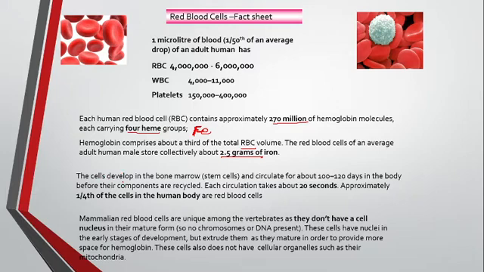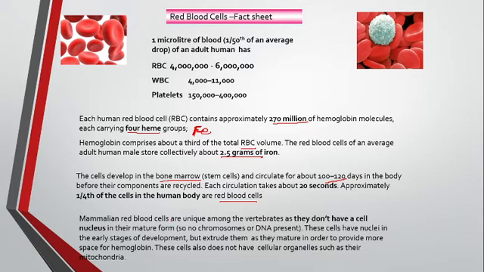The RBCs are developed in the bone marrow from the stem cell, and they circulate for about 100 to 120 days in the body before their components are recycled. Each circulation takes about 20 seconds. Approximately 1/4 of the cells in the human body are red blood cells. That means in our body the maximum percentage of cells are red blood cells.